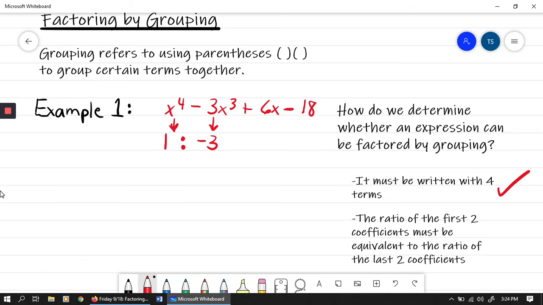Do you guys remember ratios? Ratios can be written like that, 1 to -3. A ratio can also be written as a fraction. I probably will write it as a fraction in just a second. That ratio must be equivalent to the ratio of these last two terms. The ratio of the first two terms is 1 to -3, and the ratio of these last two terms is 6 to -18.